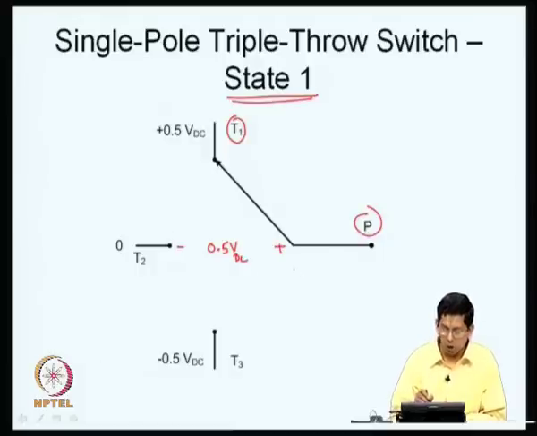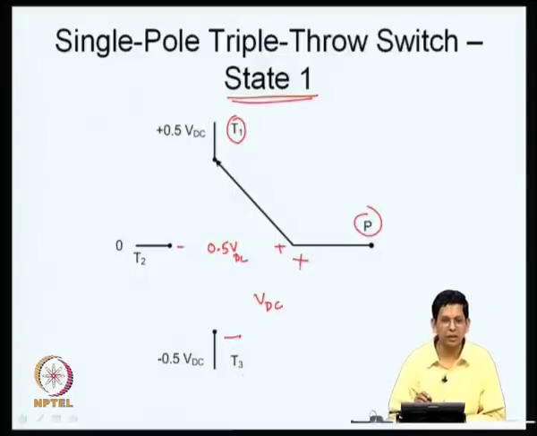Now, how about the switches between P and T3? Again they are off, they are blocking a potential. They are blocking a potential with P positive with respect to T3, and the potential difference is not 0.5 VDC, but the entire VDC, because P is connected to 0.5 VDC and T3 is connected to minus 0.5 VDC. So, the potential difference is equal to VDC. This is state 1 of the single pole triple throw switch we are talking about.